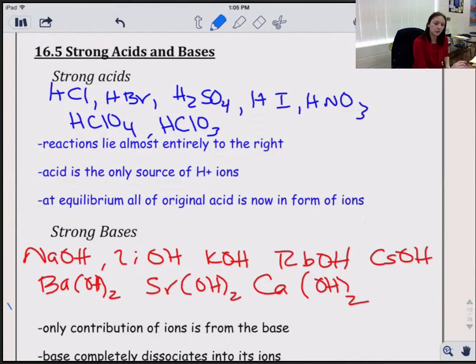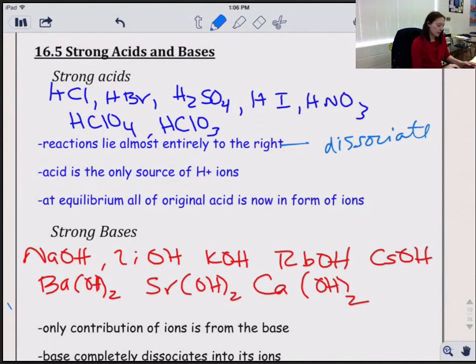Remember, we've talked about that these are reactions that lie almost entirely to the right. These are where my acid is the only source of the H+ ions. And at equilibrium, almost all of your original acid is now in the form of ions. So like we talked about, they lie to the right, which means they totally dissociate.